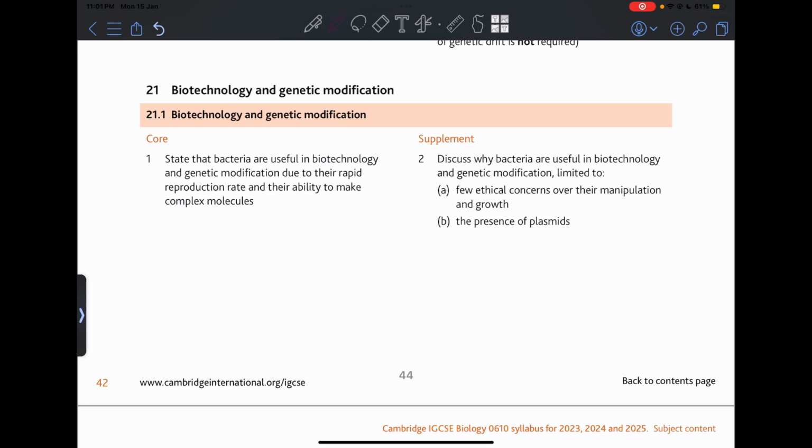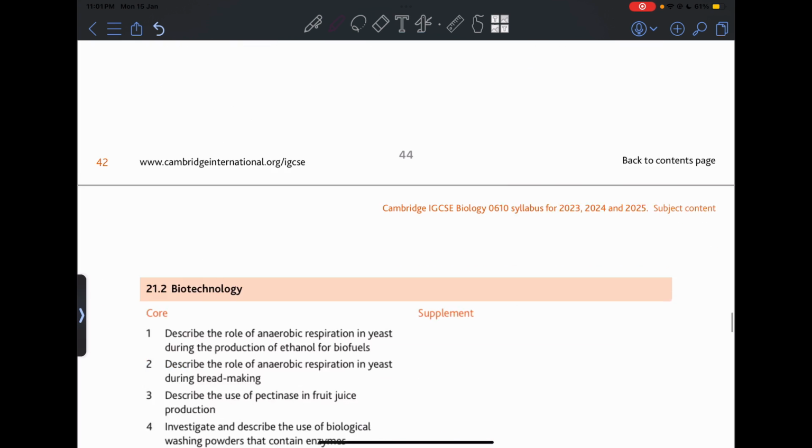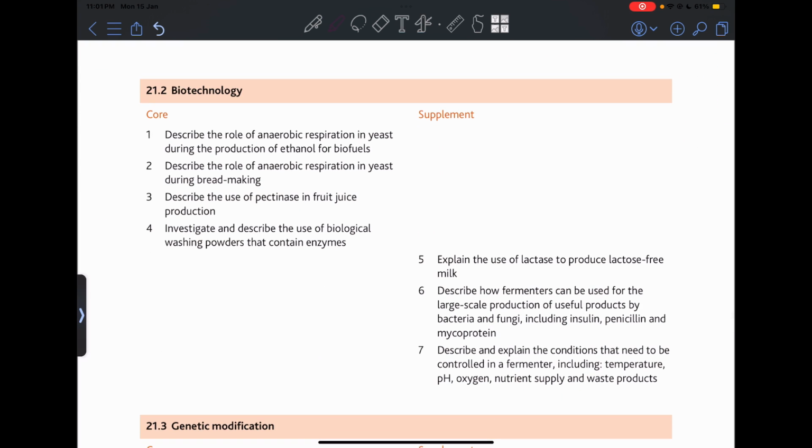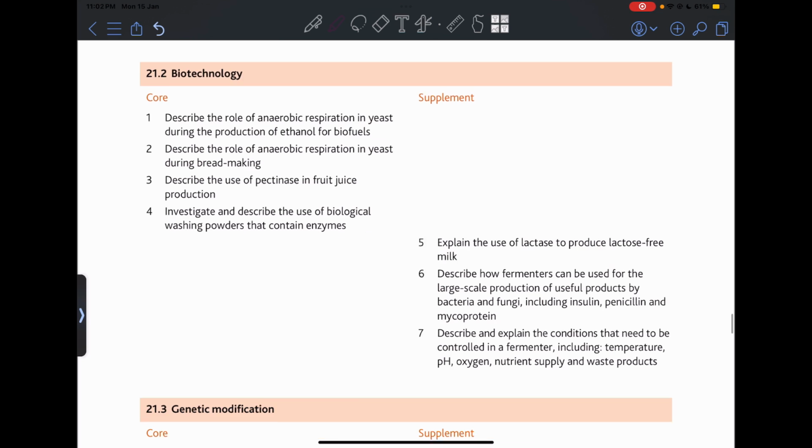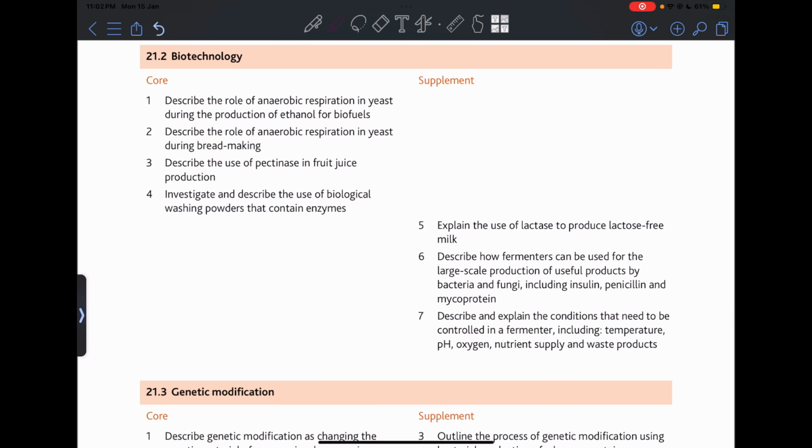And the presence of plasmids: bacteria are used for two reasons, because they have fewer problems, and they also have plasmids which are not found in some organisms. 21.2 biotechnology. Core and extended students describe the role of anaerobic respiration in yeast during the production of ethanol for biofuels. Describe the role of anaerobic respiration in yeast during bread making. Describe the use of pectinase in fruit juice production. So pectinase is an enzyme that is used to produce fruit juice. Investigate and describe the use of biological washing powders that contain enzymes.